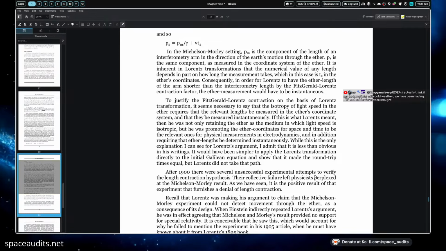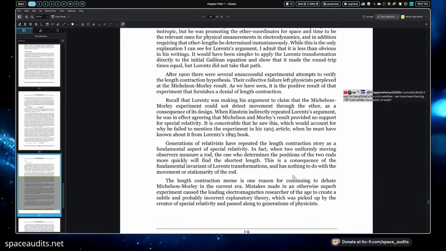While this is the only explanation I can see for Lorentz's argument, I admit that it is less than obvious in his writings. It would have been simpler to apply the Lorentz transformation directly to the initial Galilean equation and show that it made the round trip times equal. But Lorentz did not take that path.